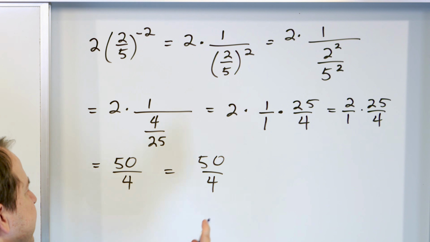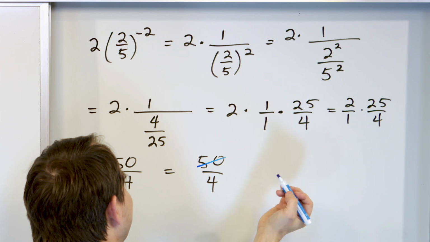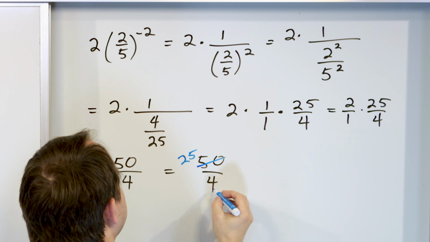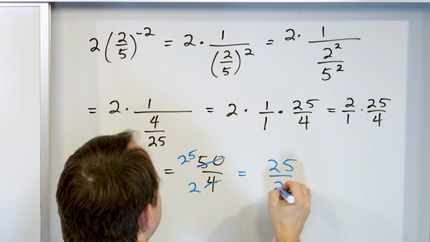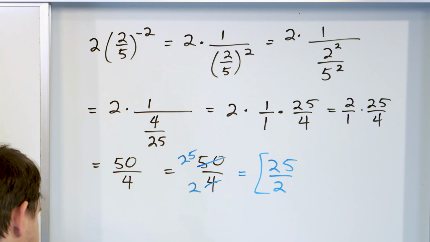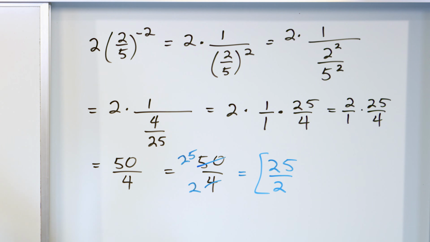You need to think of something to divide top and bottom by. 50 divided by 2 is 25. 4 divided by 2 is 2. So 25 over 2. Final answer. I can't divide top and bottom by anything common anymore. 25 over 2 is the final answer.